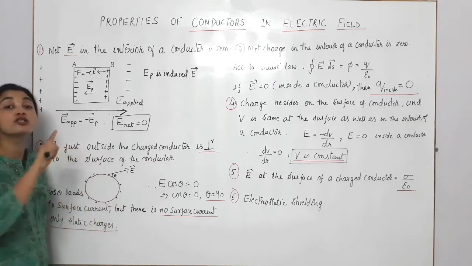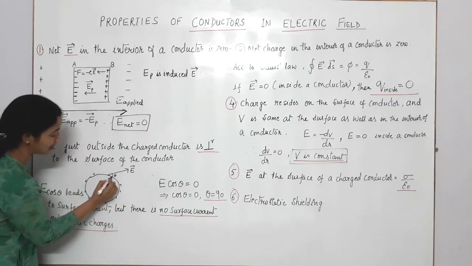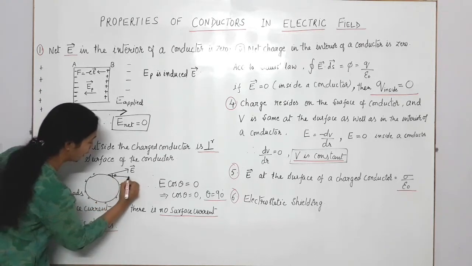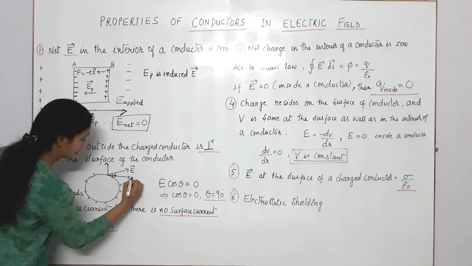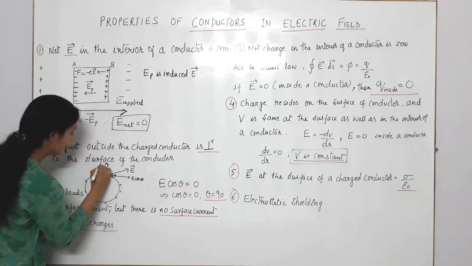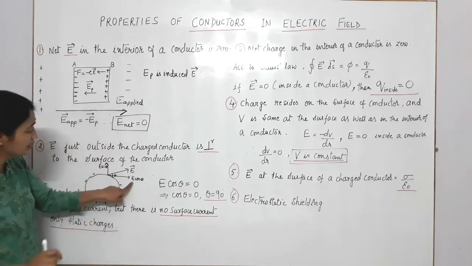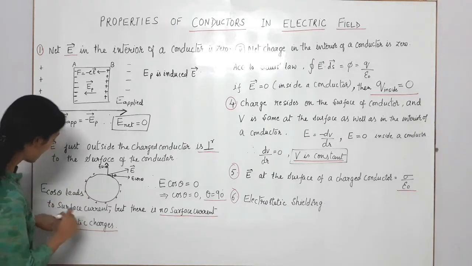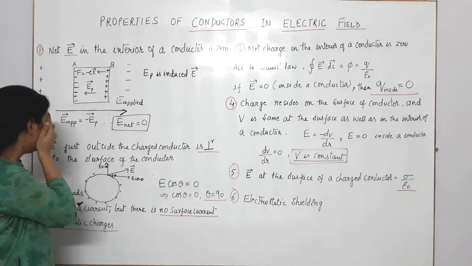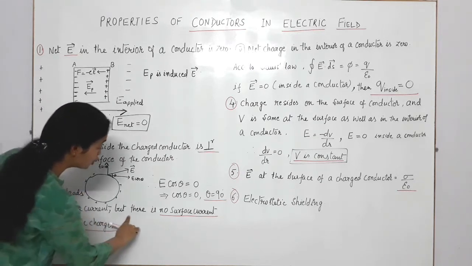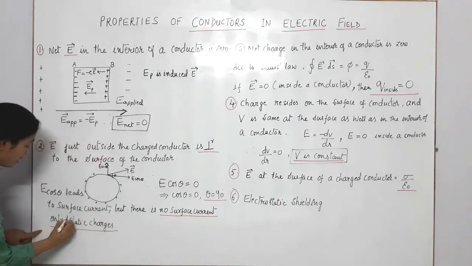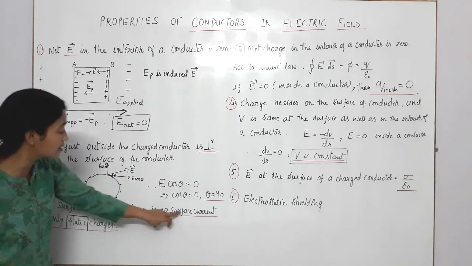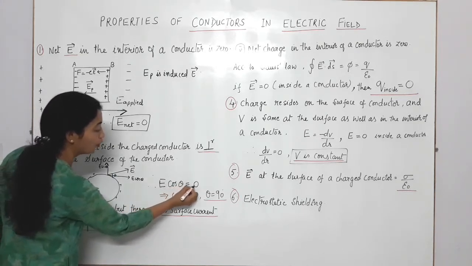Let us say the electric field is not perpendicular. Electric field is making some angle theta with the surface of the conductor. Obviously, it will have two components. This is E cos theta and this is E sin theta. This E cos theta is in the direction of the surface and it leads to surface current. E cos theta leads to surface current, but we know that there is no surface current, only we have static charges in this situation.